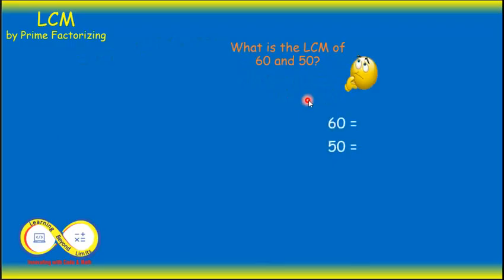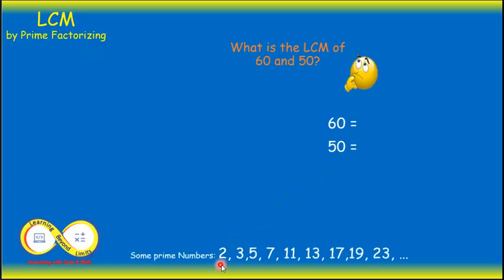We'll think about it. And we're using the prime factorization method, so we need to prime factorize 60 and then prime factorize 50 and then take it from there. In prime factorizing 60 or 50, let's first refresh our memory on what some prime numbers are, at least the first set of them. There are 2, 3, 5, 7, 11, 13, 17, 19, 23, and the list goes on.